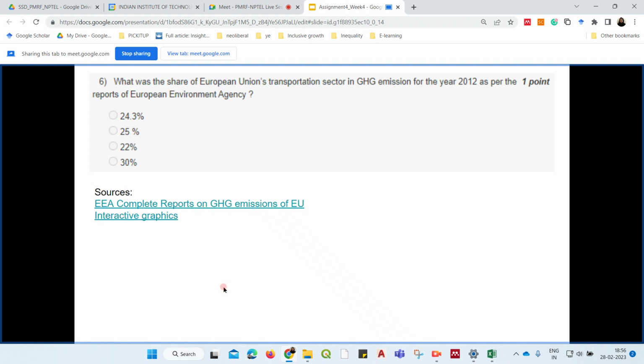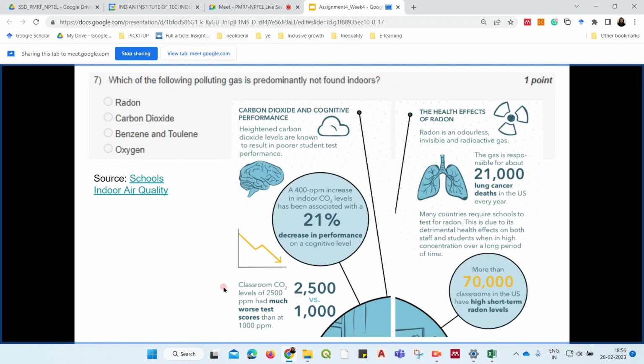Okay, so this question is clear. We move on to the next one. So next question is, which of the following polluting gas is predominantly not found indoors? So you are given four options: radon, carbon dioxide, benzene and toluene, and oxygen.